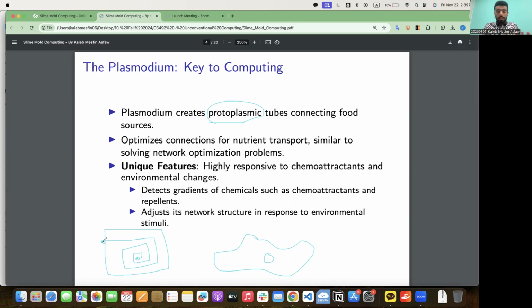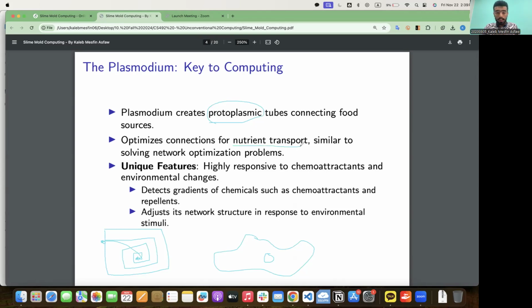So it just extends its protoplasmic tubes. As it moves and searches for food, it extends its network, and that connects its source with its destination. And it doesn't just draw any kind of connection between any two points. It manages to optimize its routes. That's what makes it very fascinating to be studied.